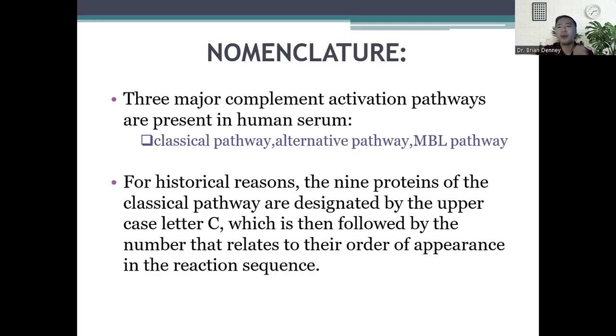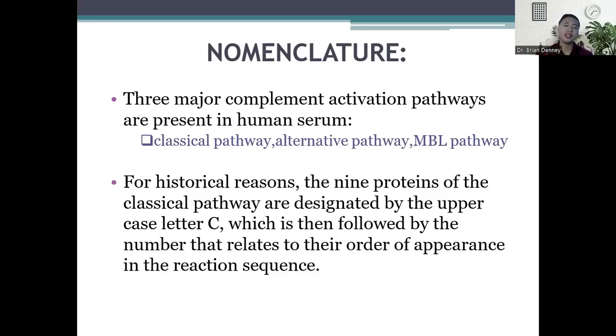What I'm trying to point out here is that there are many ways to activate your complement system. It's either via the classical pathway, the alternative pathway, or by the mannose binding lectin pathway. And this will be the lecture. The 2 meeting lecture will be about these pathways.